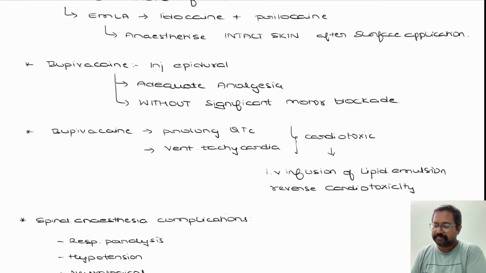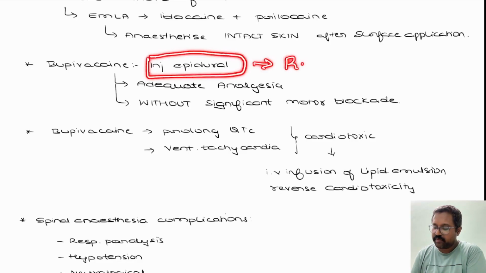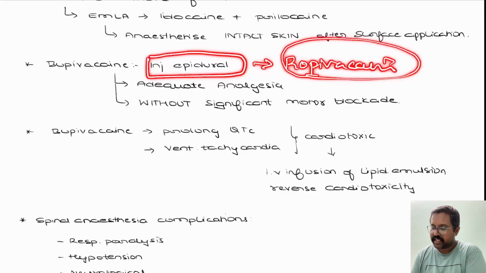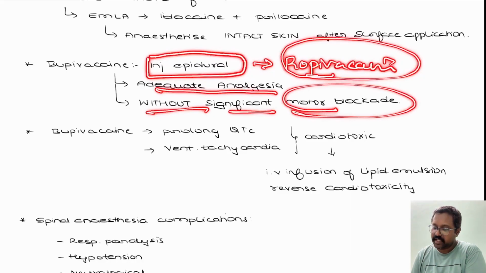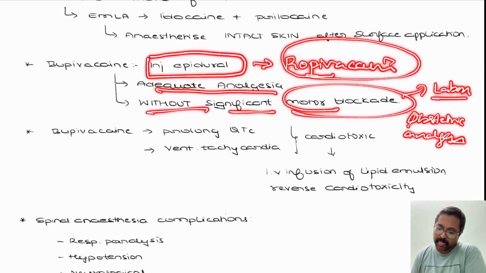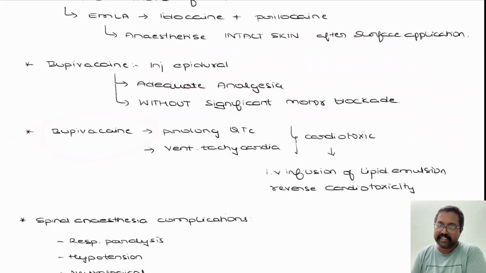Bupivacaine can be given through the epidural route. The congener or derivative of bupivacaine is ropivacaine. Ropivacaine has fewer side effects than bupivacaine. It produces adequate analgesia without significantly blocking motor activity. That's why they are used in labor, and are also called obstetric analgesics.